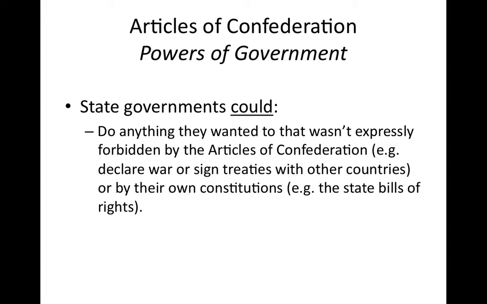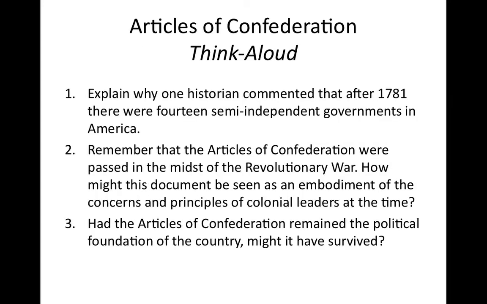State governments, on the other hand, really had all the power under the Articles of Confederation. They could do anything they wanted to do, really, that wasn't expressly forbidden by the Articles of Confederation. And the list of things that was forbidden of states was very small. So, they couldn't sign treaties or declare war on other countries. They also couldn't do certain things that were forbidden of them by the state constitutions. So, in most states, you couldn't suppress freedom of speech or freedom of the press, but that's because the state constitutions forbade that. Otherwise, the state governments had really all the power in this political system.